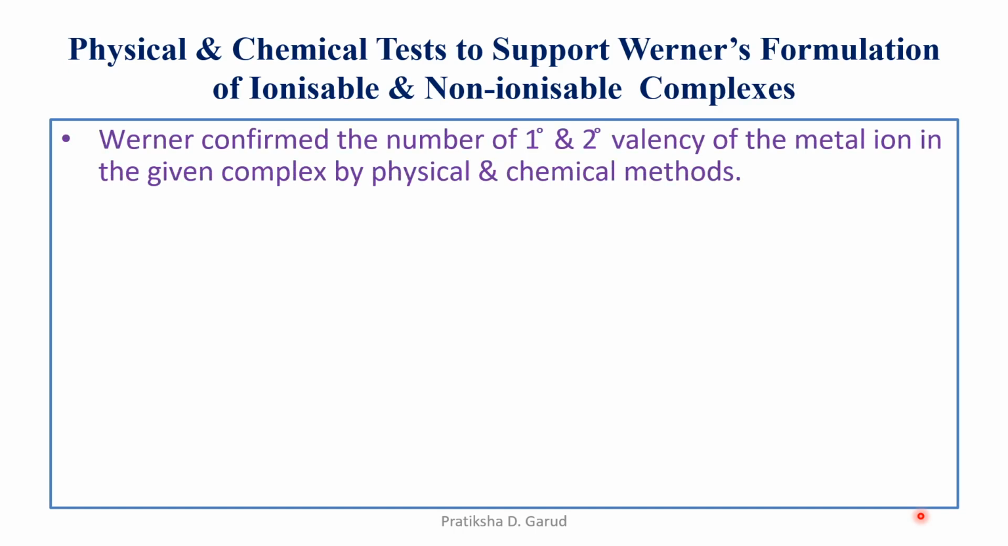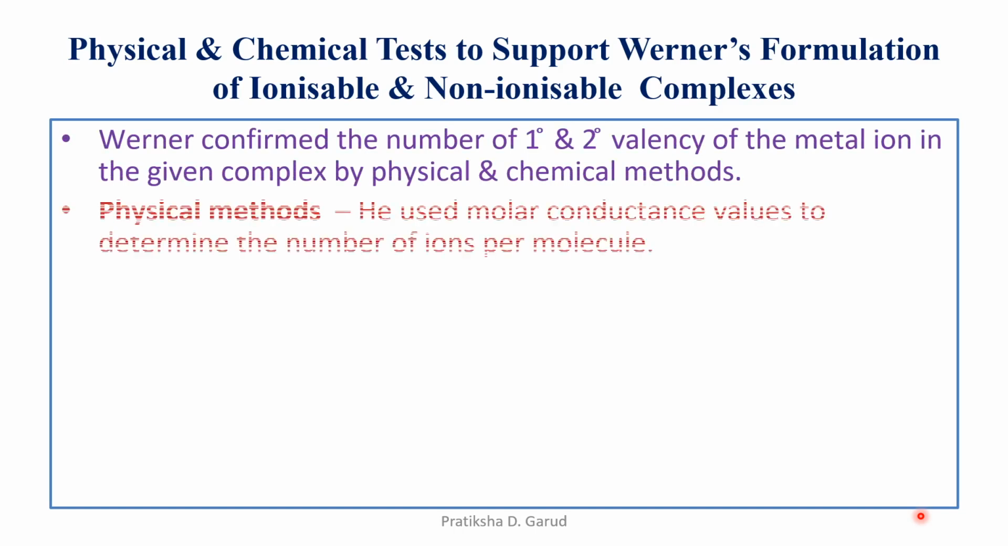So Werner confirmed the number of primary and secondary valencies of the metal ion in a given complex by physical as well as chemical tests. In the physical methods, he used molar conductance values to determine the number of ions per molecule. So how many ions are present in the given formulation? From the molar conductance, he could determine the number of ions per molecule.